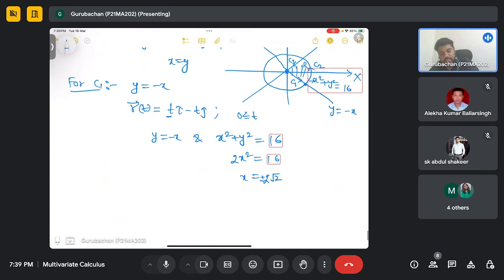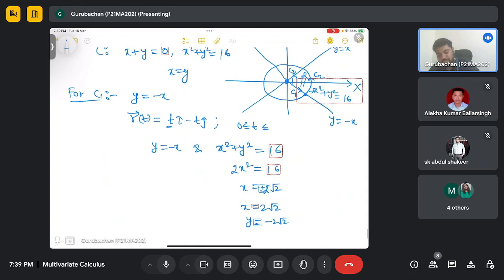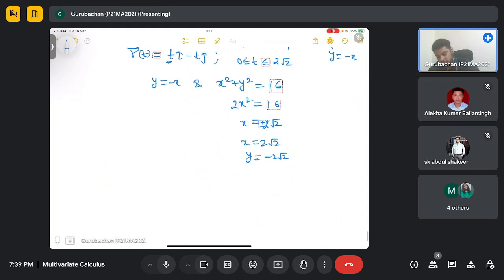Since we are considering this fourth quadrant, x will be positive. So we will reject the minus x, and y will be minus since it is the fourth quadrant. So this will be the intersection point. That means t will vary with respect to x up to 2 under root 2. This is the limit for t. Now we need to calculate this, rather than writing over the whole closed curve. First of all, we will calculate f dot dr for this particular segment.